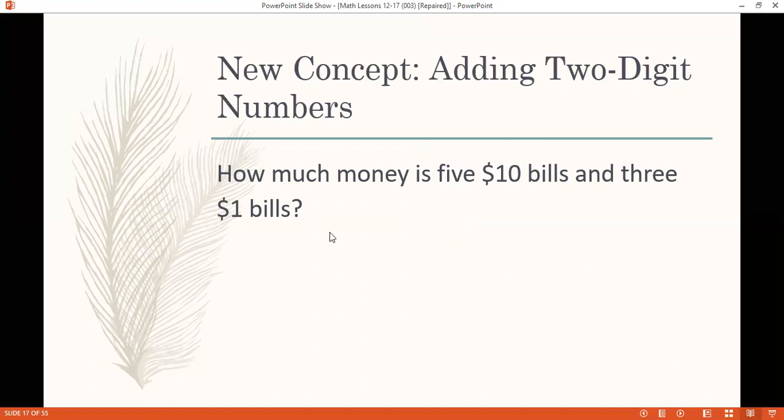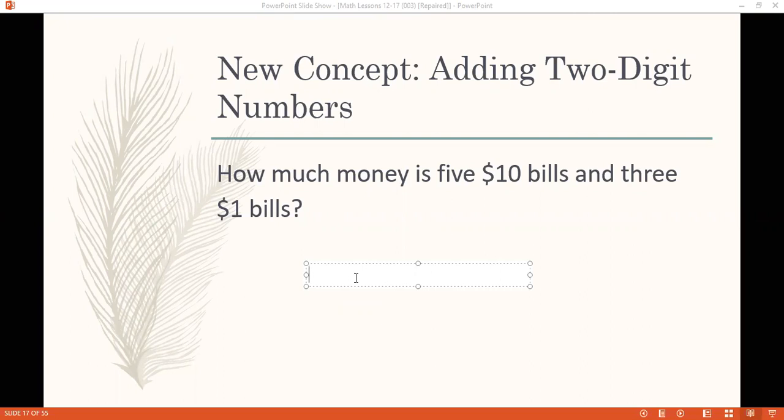This concept is adding two-digit numbers, but in word form. So first, let's read the question. How much money is 5 $10 bills and 3 $1 bills? So first, we're going to figure out how much is 5 $10 bills, so we can write this answer out.